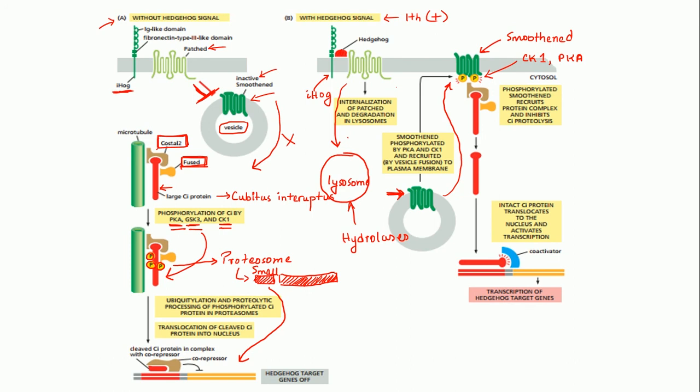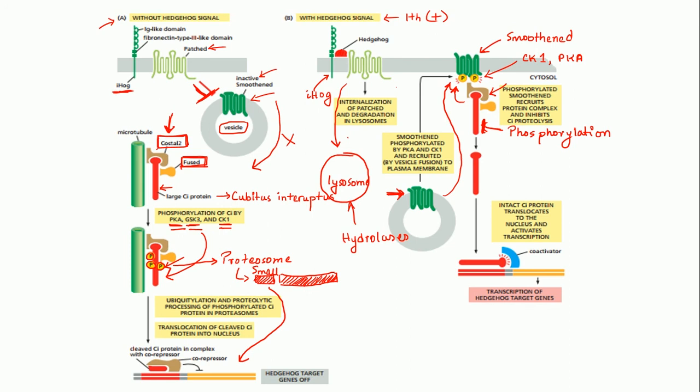Now, this phosphorylated smoothened can call upon this complex, this costal 2, fused and cubitus interruptus. It recruits this complex. And this binding of the complex of costal 2, fused and cubitus interruptus inhibits the phosphorylation of cubitus interruptus, and cubitus interruptus is made free from this complex. So binding onto the smoothened changes the conformation of the complex, which releases this cubitus interruptus, and this binding also inhibits the phosphorylation that was being done by the CK1, GSK3 and PKA.